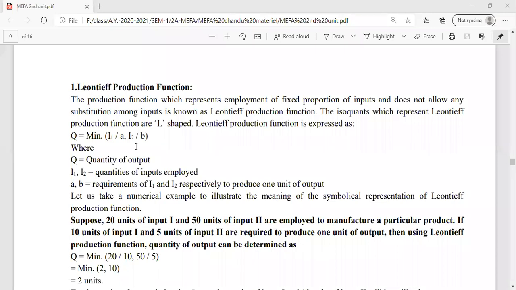So five tires are required to give a new car to the customer. Why? Four of the tires are fixed and one is the steering wheel. You have to give the steering wheel also. When you want to sell your car, you have to provide the steering wheel also to the customer. So for one car, we require five tires and one steering wheel. Okay, do you get now?